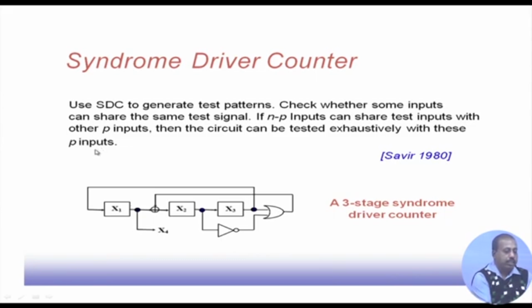Now, you see that in this circuit, x4 is nothing but x1 only. Whatever is x1, that itself is x4. So x1 and x4, whatever pattern is generated from this circuit, are going to be the same. If it is possible that the line to which x1 feeds and the line to which x4 feeds can be shared, then a 3 stage syndrome counter is sufficient. It can generate the patterns, and x1 and x4 are duplicates, but that can feed the circuit.